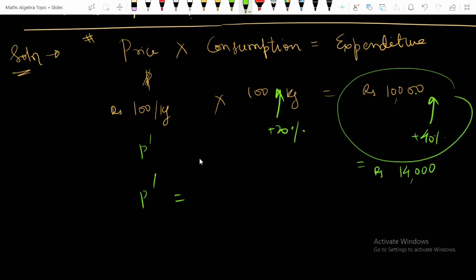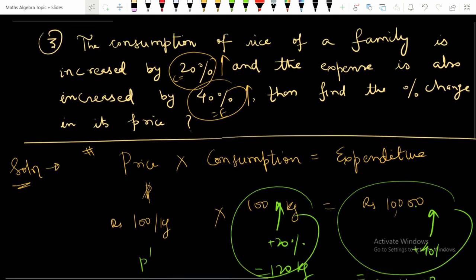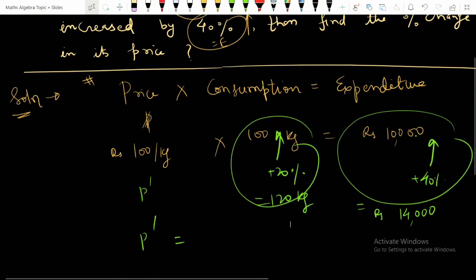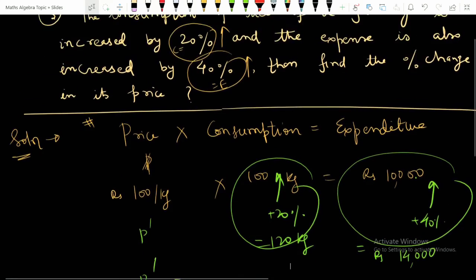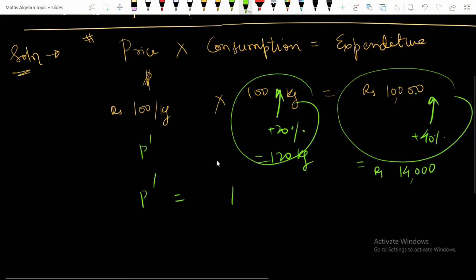Simple. Here also, 100 kg plus 20% will be 120 kg. So you need to solve it. Find the way to find the percentage in short, with short tricks. You don't have to do 40 by 100 and cancel and all that. Directly we have to do it. So 14,000 is our expenses and consumption was 120 kg. Just solve it and you'll get the new price.